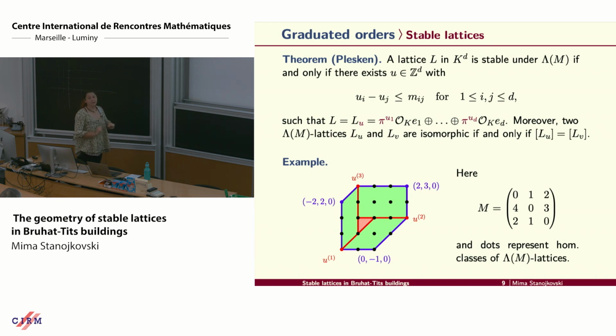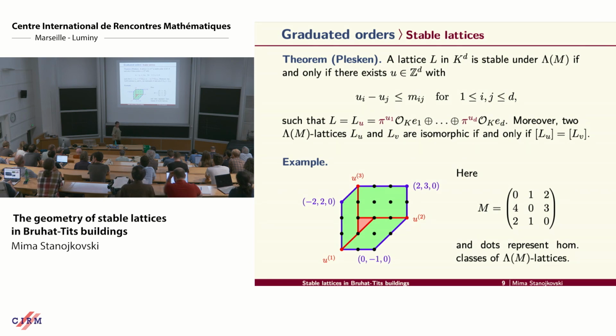And here is an example, okay? If we take M to be that matrix over there, then what happens here is that in this picture, the points that have integral entries precisely describe the homothety classes of the stable lattices. And you see, since this example is for d equal to 3, but I'm working up to homothety, which means if I have an exponent vector, I can add the all ones vector.